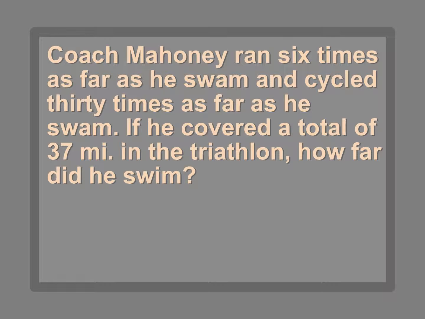So the total distance that he did was 37 miles. So first, let's identify just one unknown. We're going to let x be the length of the swim. And the reason why we're choosing the length of the swim is because the running and the cycling are in terms of the swimming. So because of that, we're going to let x be the length of the swim.